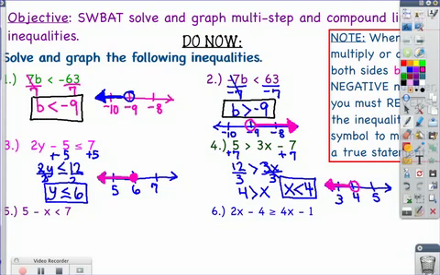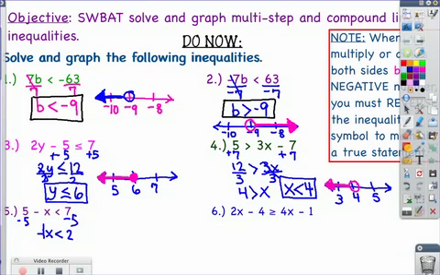For number 5, our goal is to get x by itself. 5 is positive, so to get rid of it, I subtract 5 from both sides. This leaves me with negative x is less than 2. When we see negative x, we can think of it as being negative 1x. Negative 1 times x is less than 2. So I'm going to divide both sides by negative 1 in order to isolate the x.